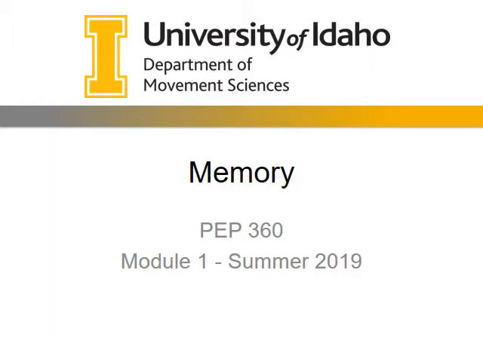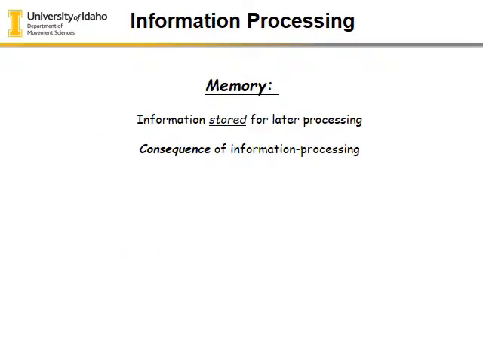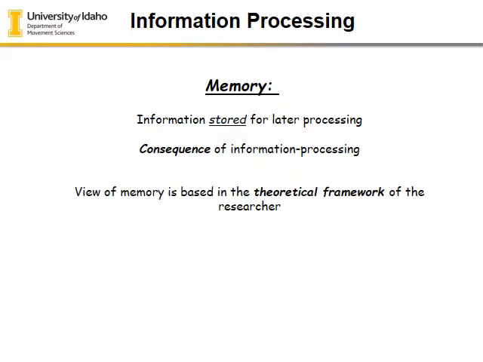So now that we've finished up a little bit of the information processing, it's a perfect time to go into memory. As we talk about memory, we need to understand what we're really talking about. That's basically information that's stored for later processing, and it's a direct consequence of our ability of information processing throughout the years and how we actually process that information.